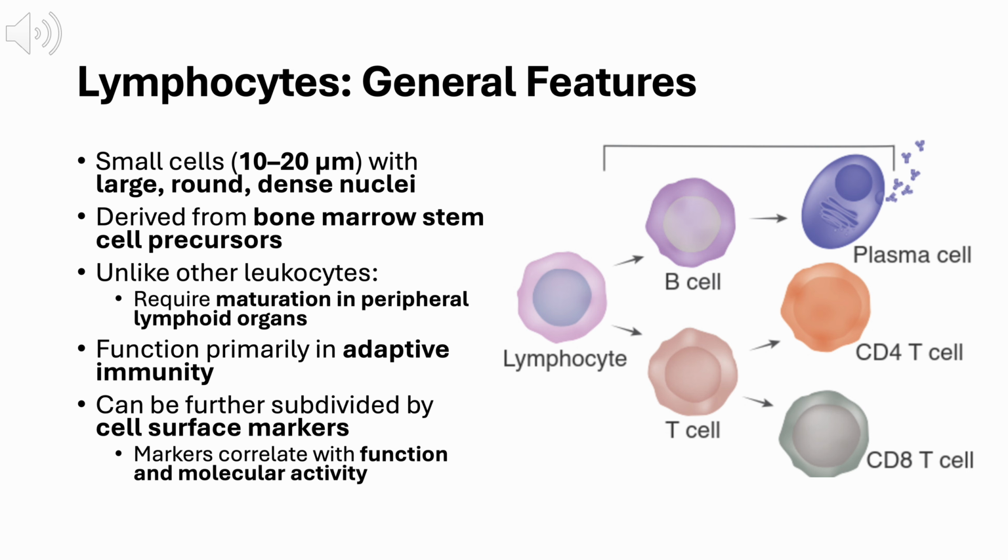As shown in the diagram, lymphocytes differentiate into B cells and T cells. B cells can mature into antibody-producing plasma cells, while T cells develop into specialized populations, such as CD4 helper T cells and CD8 cytotoxic T cells. These subtypes are identified by their cell surface markers, which closely correlate with their immune function and molecular activity.